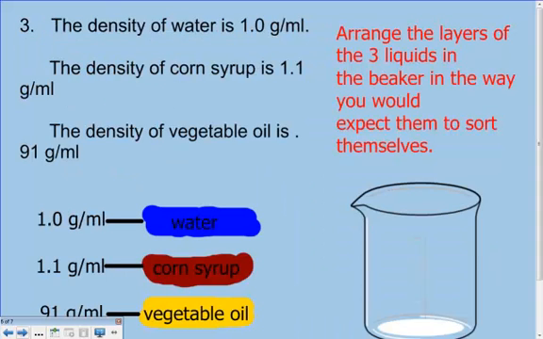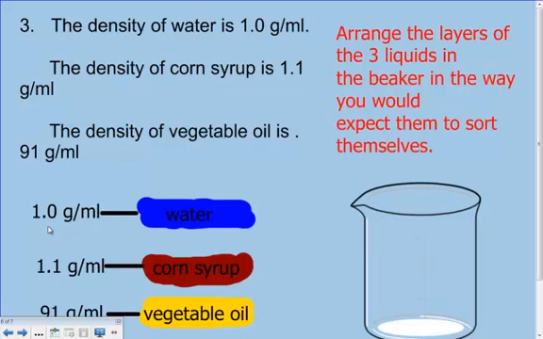And the last one: the density of water is 1 gram per milliliter. Because it's not a regularly shaped object, it's a fluid, we have to measure the volume with milliliters, so it's grams per milliliter. The density of corn syrup is 1 gram per milliliter. The density of vegetable oil is 91 grams per milliliter. I have a beaker here, and in class you'd be able to move these things around and put them in order of who's floating on top of what. Who's floating on top of what? So think about how that would work, maybe draw it in your notes, and let me see it later on.